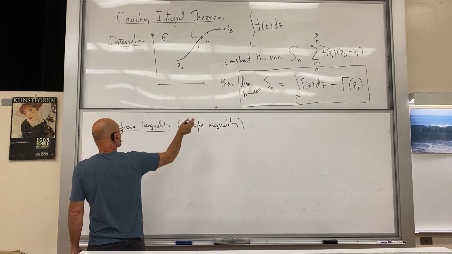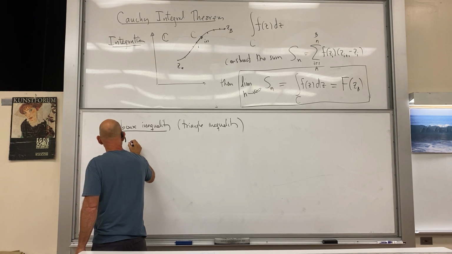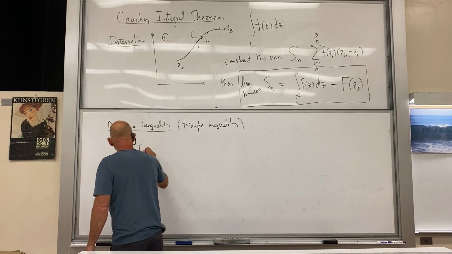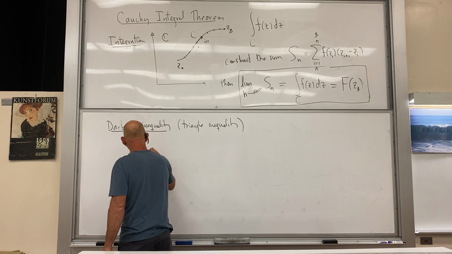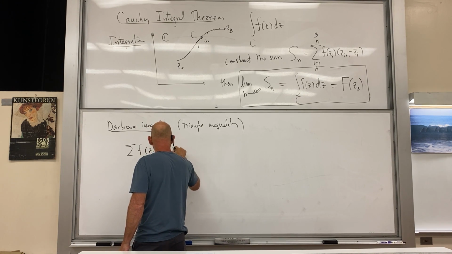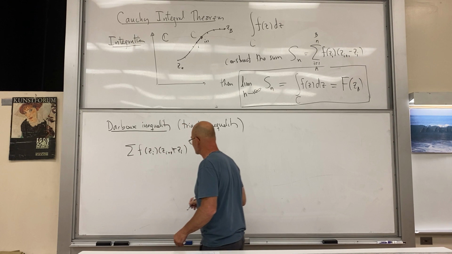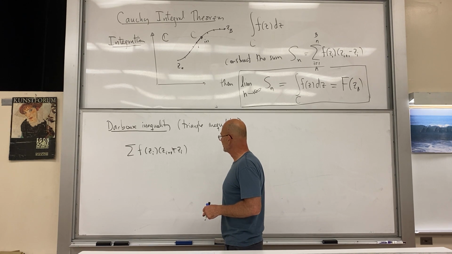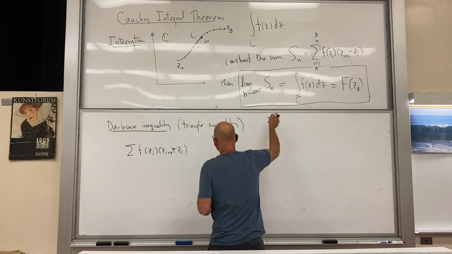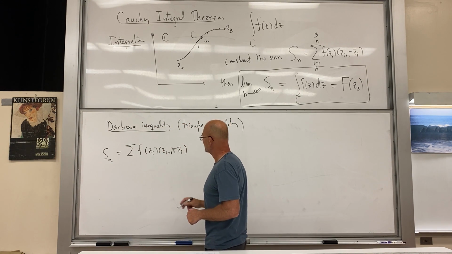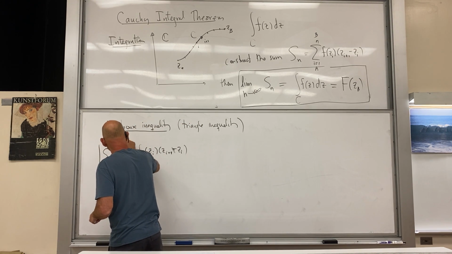So what we do is, I'll just do the construction. We'll start with S sub n there. So we'll have the sum of f of z sub i times z sub i plus 1 minus z sub i. We're looking at that and we want to estimate it as to its magnitude. And of course, this is our S sub n. So say we want to find the magnitude of this.